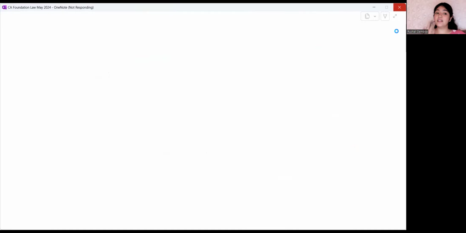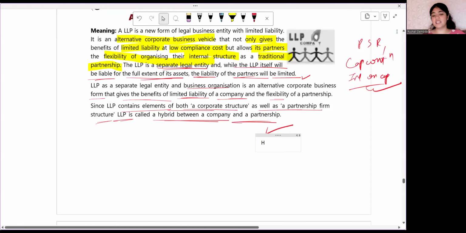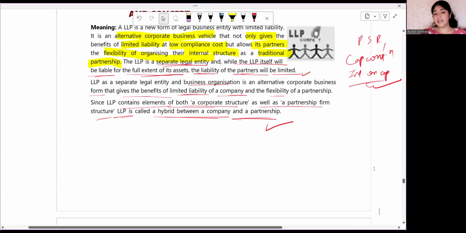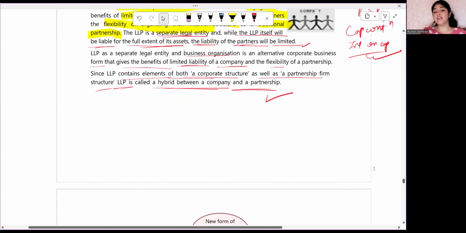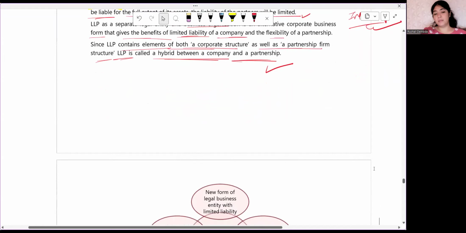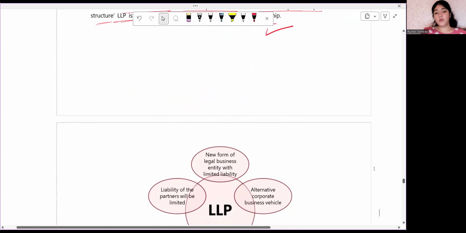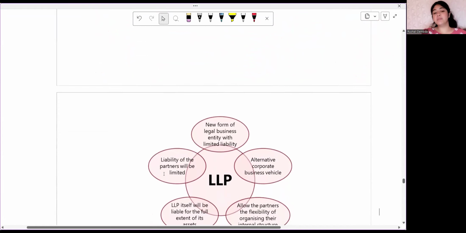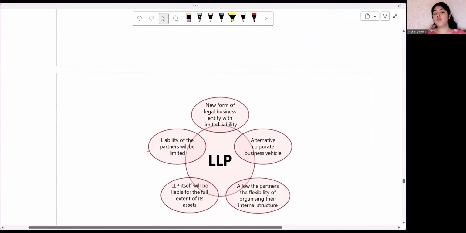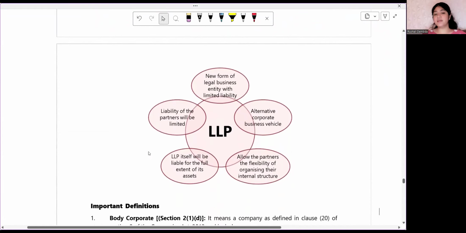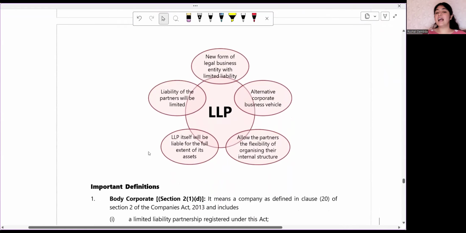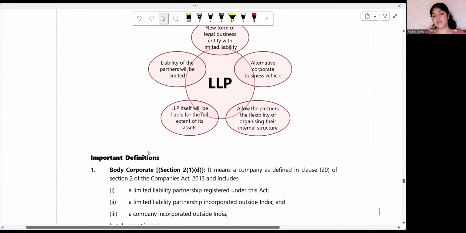Then you have to file the returns. The returns will be public. For an LLP, it is not that you have to put the returns as public, right? For the public companies, you have to put the details. Then small businesses have the advantage of entering into an LLP. So more or less, we learned that liabilities of the partners will be limited. A new form of legal business is introduced by limited liability, and it is an alternative to the corporate business vehicle.